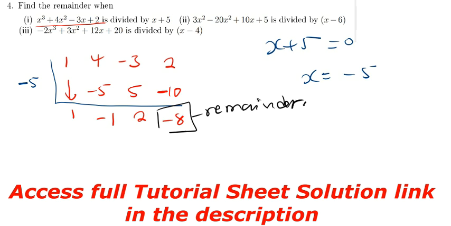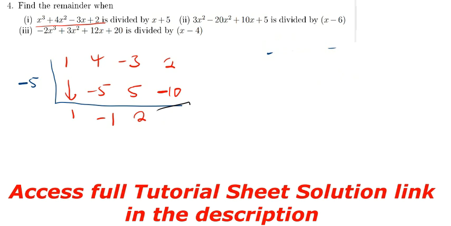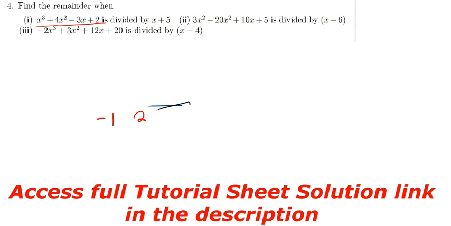In this case there is no need of wasting time, and we'll conclude that our remainder is negative 8. The question is just asking us to find the remainder. So our remainder in this case is negative 8. Using the same concept, what if I go ahead and do part 2? Part 2, same thing.